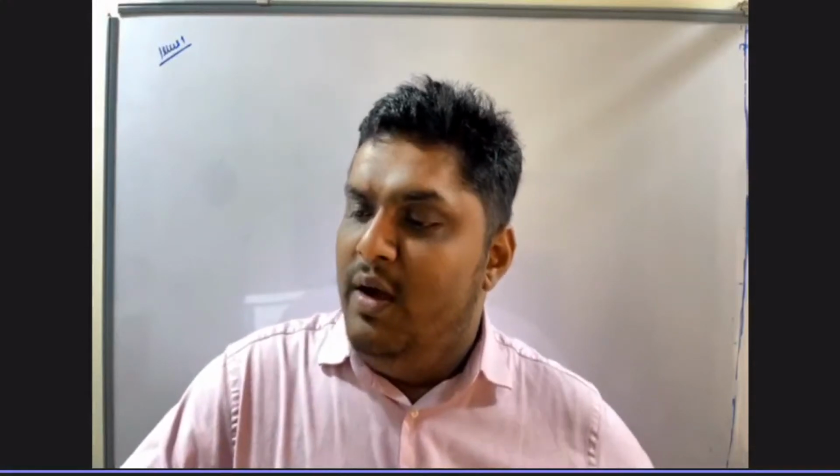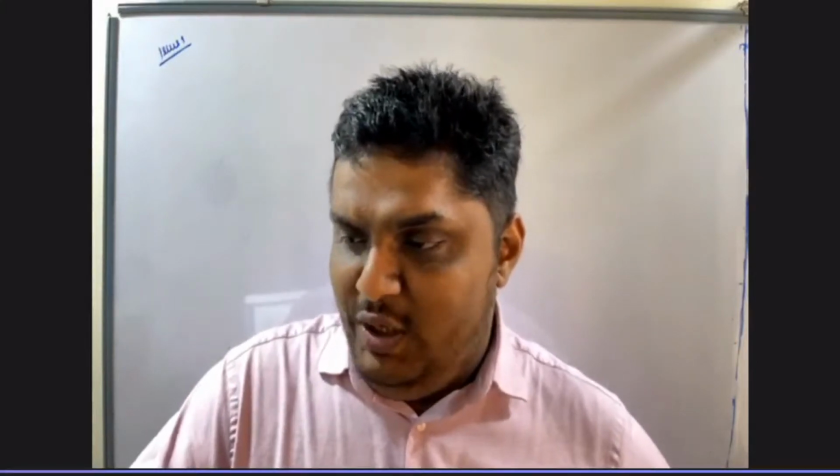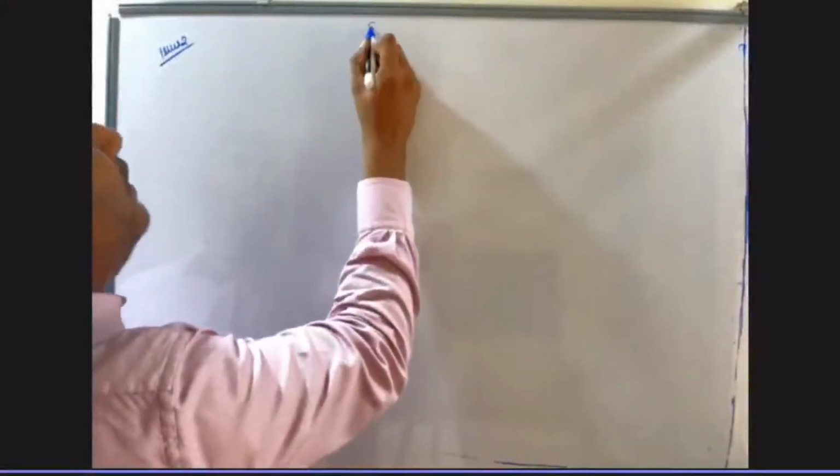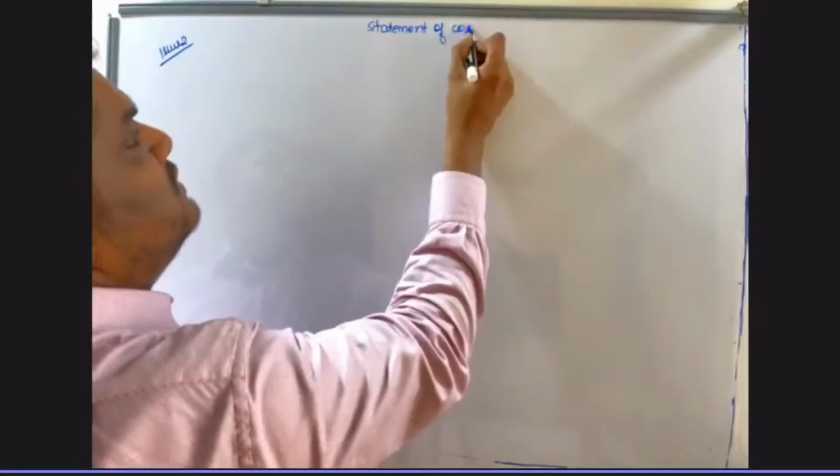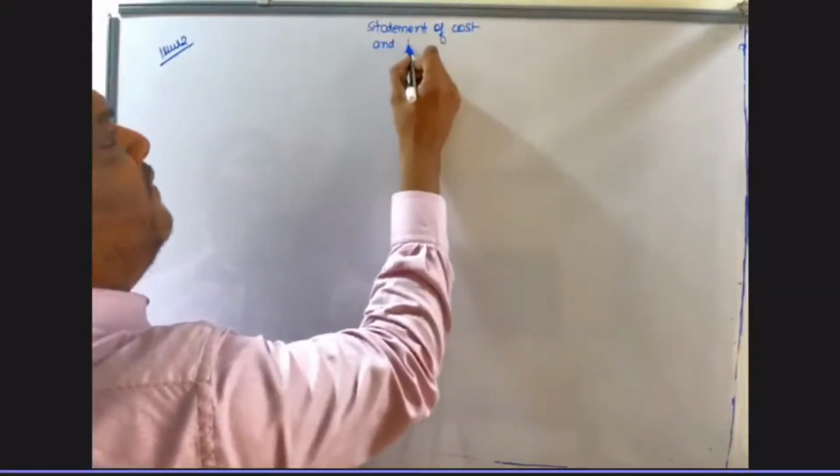You are required to prepare a statement giving the following information: raw material consumed, prime cost, factory cost, cost of goods sold, and the net profit. So again, a very easy question. So let's start with illustration number 2. So statement of cost and profit will be prepared now. Statement of cost and profit.